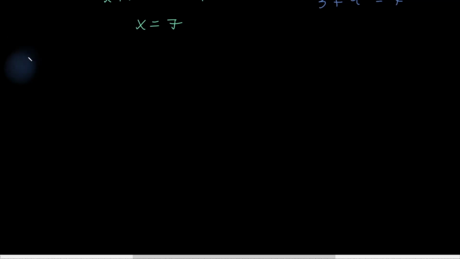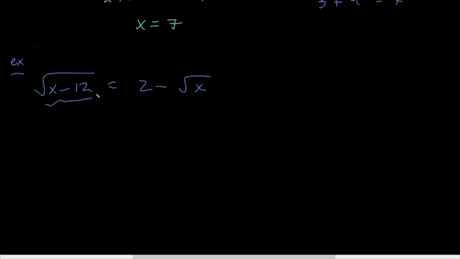Square root x minus 12 equals 2 minus square root x. Okay, well we can't isolate both square roots. I'll answer your question here in a second, Capel. So just isolate one square root. One of them already is isolated, that's good, and we can proceed with squaring both sides.